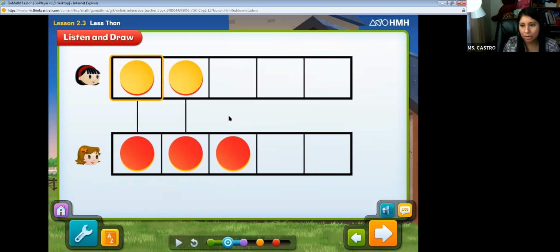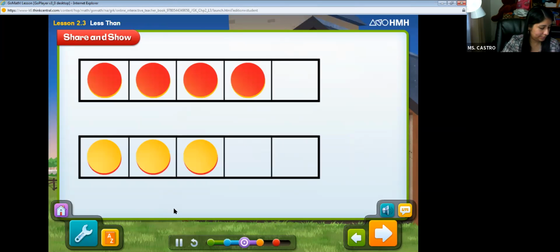So this time, boys and girls, we're looking for the number that's less. The number that's less is going to be the smaller number. So the smaller number here, as you can see from the video, it's the 2 yellow. That's the smaller number. That's less than 3. 3 is the greater number. But today we're looking for the number that's less, okay? Here are 2 sets of counters. Let's find out how many are in each set. Click the sets to count.